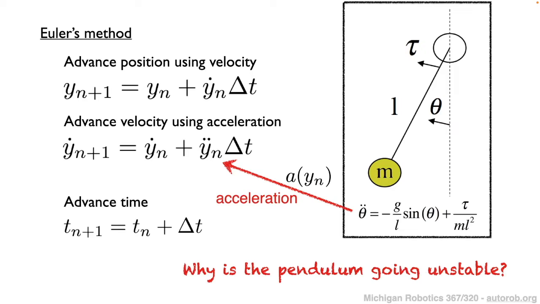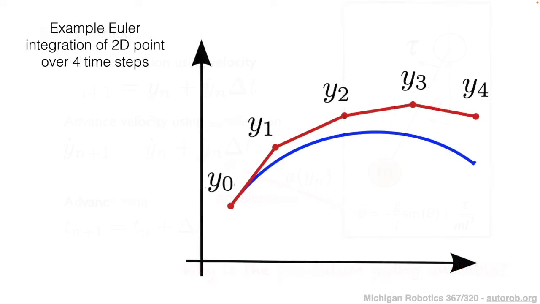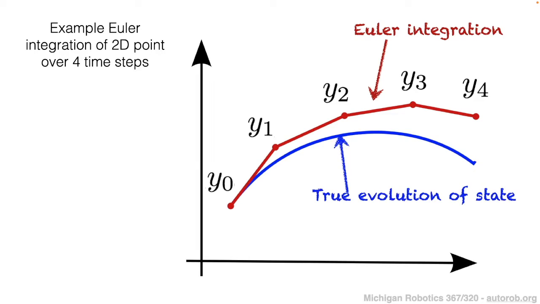All right, and so the question still remains of why the pendulum is going unstable. Let's go back to this figure that we were looking at, and let's step through visually each one of these integration steps so we can build some better intuition about this accumulation of error. We'll look at 4 time steps here, where in this particular figure the true evolution of the state is denoted by the blue smooth line, whereas the Euler integration is denoted by these line segments shown in red.